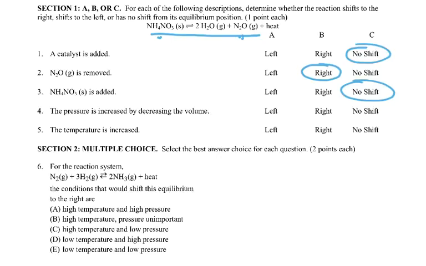The pressure is increased by decreasing the volume. Okay, the stress is there's not enough room. Well, this side has 0 moles of gas, this side has 3 moles of gas. If there's not enough room, it's going to shift to the side with fewer moles of gas, so it's going to shift to the left. And the temperature is increased, it means there's too much heat. Too much heat is going to shift to the left to use up that heat.